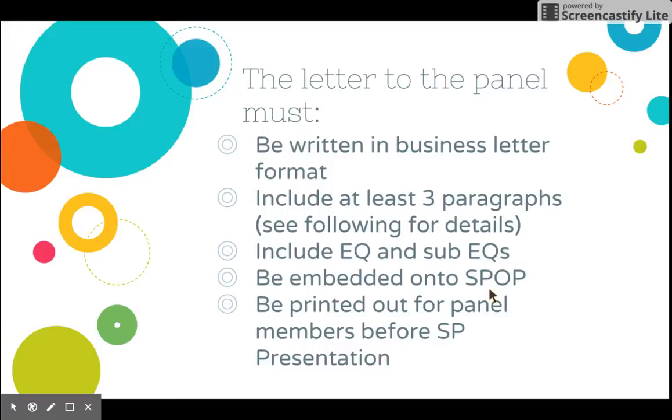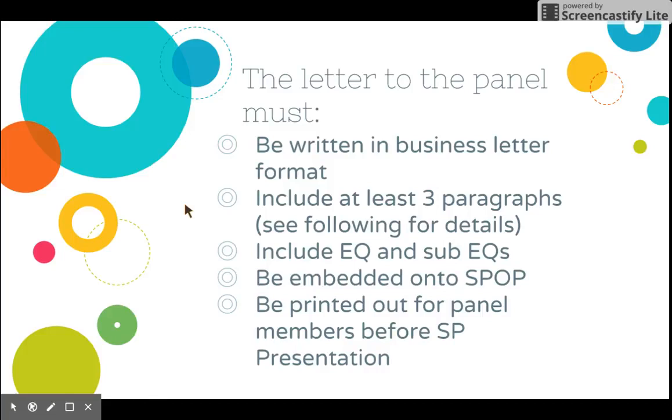In terms of the parameters and the instructions, they're all right there in the Google Docs folder. You can find all the information, but just in a nutshell, first and foremost, it's going to be written in a business letter format. Now, that's just a good skill to have. It's good to know how to do that or how to figure out how to do that, so we're going to ask that you do it. There are going to be 3 paragraphs. We'll talk about those in just a minute.